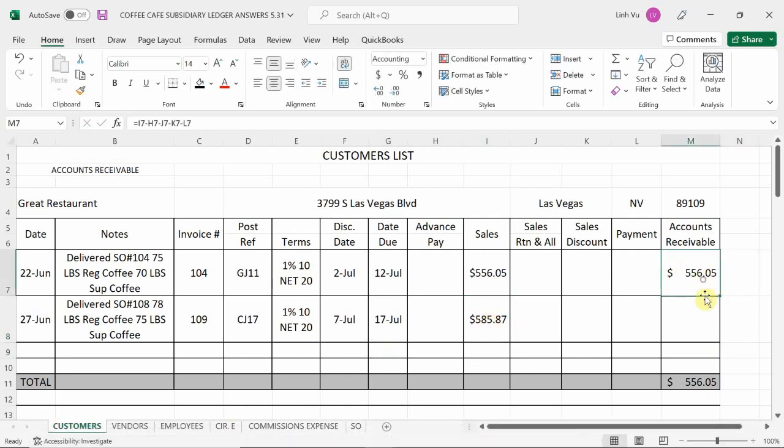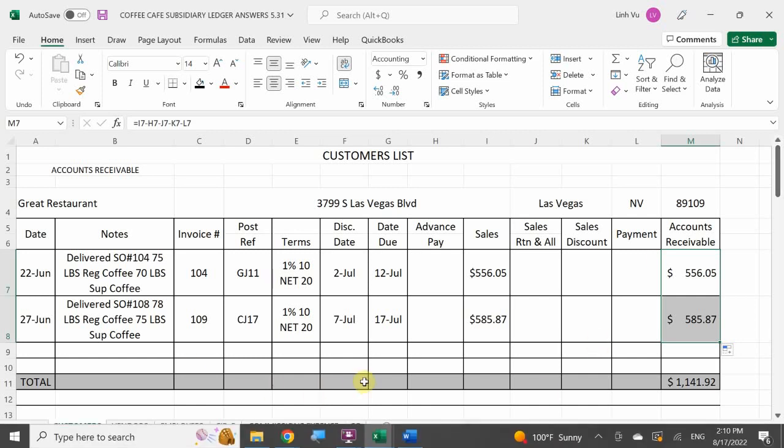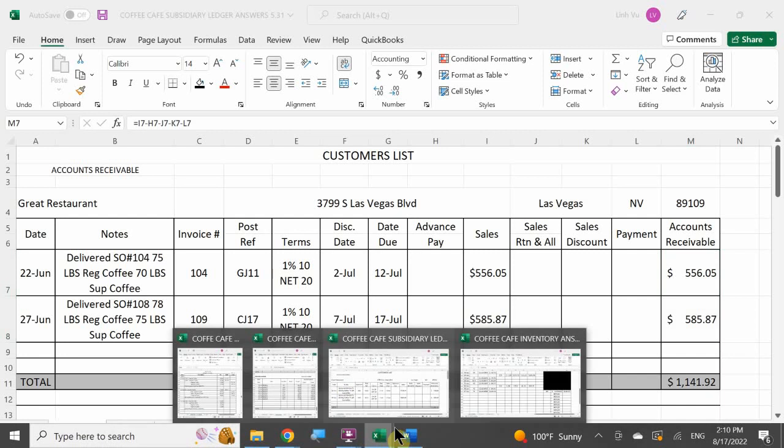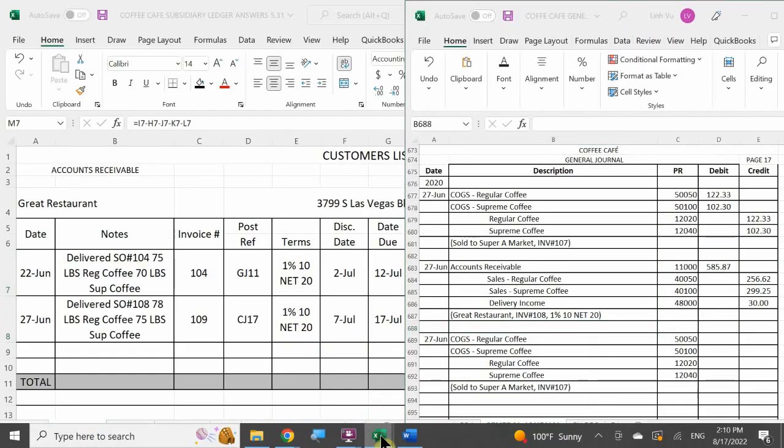And then it goes to the accounts receivable. So the account is $1,141.92. I think that's the end of the transaction. So we can calculate the inventory.